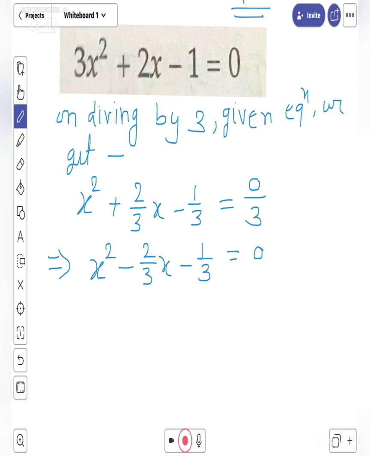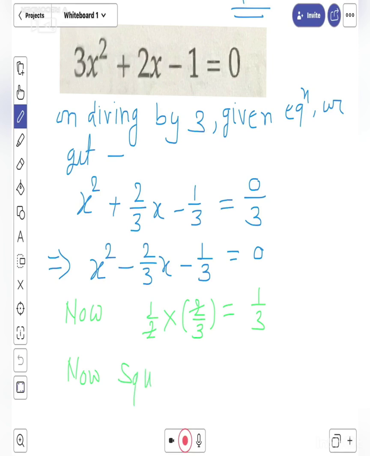After that, in the next step, what to do? Now the first step is done, that you made the coefficient of x square 1. And now what will you do? Now you will find the half of the coefficient of x. Now, 1 by 2 and the coefficient of x is 2 by 3. So this is 1 by 3 because 2 and 2 cancel out. So you will get 1 by 3. This is the half of the coefficient of x.